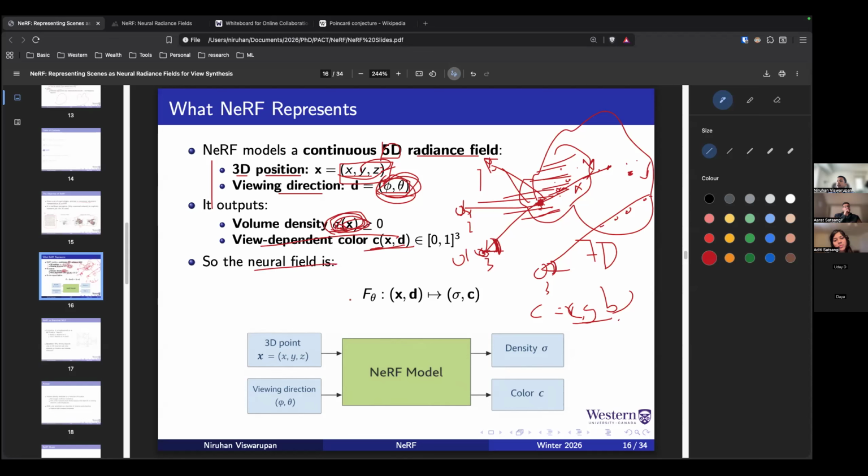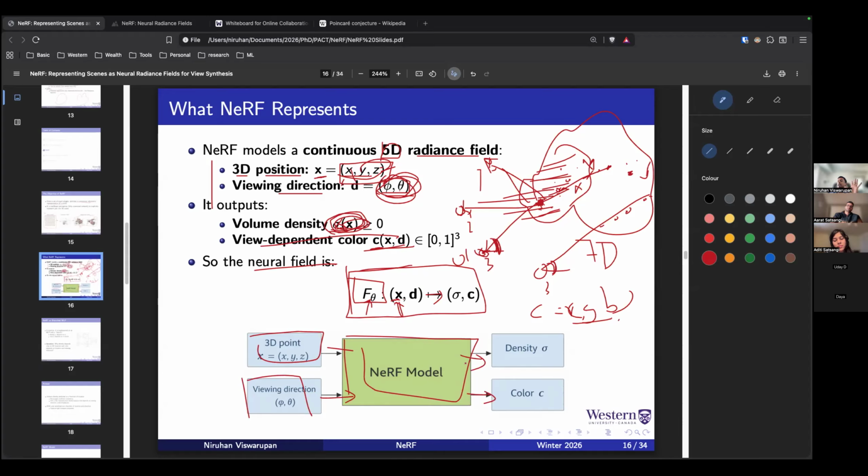So the neural field that we are interested in is a function f theta, parameterized by theta, which is a function of x comma d, the 3D position and direction. This x is not the same as the earlier x; it's a vector, so it's a 3D position. Mapping x comma direction to sigma and color is the function that NeRF is fitting. So if you take the NeRF model, you have this input 3D point, then viewing direction. If you give these two inputs, you get outputs density and color. This is the basic input output.